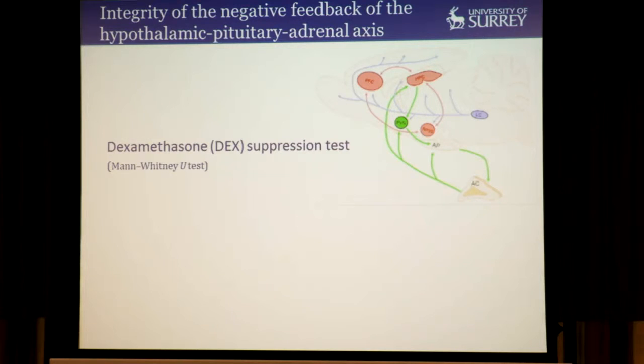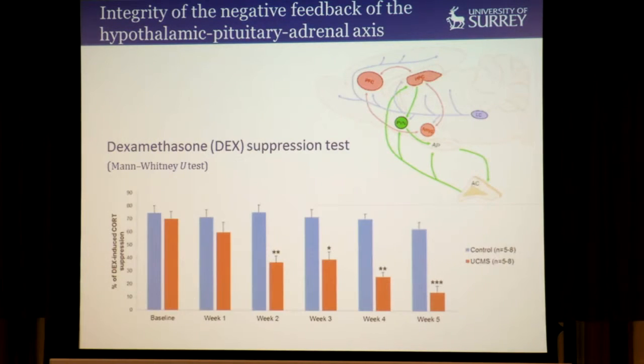So if we do the same thing in animals, we can show that dexamethasone, an agonist of the glucocorticoid receptor, is able to steadily suppress the release of corticosterone in controls throughout the 9-week protocol, while it's no longer able to do so from 2 weeks onwards in the depressive group, which is also mimicking the human condition.